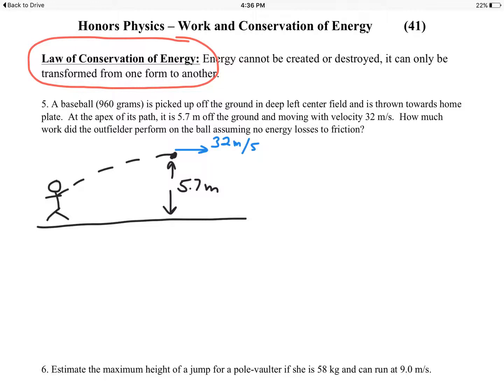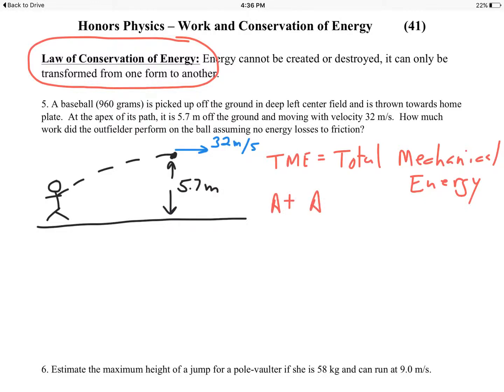At that top spot, the ball has potential energy, gravitational potential energy, and kinetic energy. Now, for abbreviation's sake, the ball at that top spot has a TME. TME stands for total mechanical energy. I'm going to refer to TME quite a bit in these next few problems. So at that spot, at the apex, the TME is equal to the kinetic energy of the ball plus the GPE of the ball.